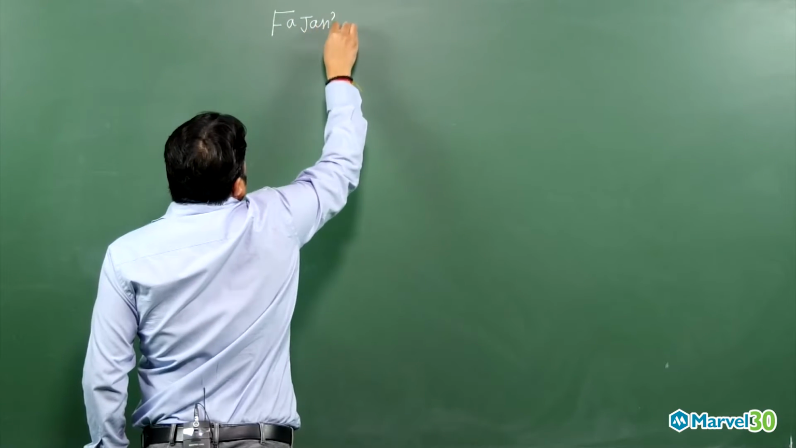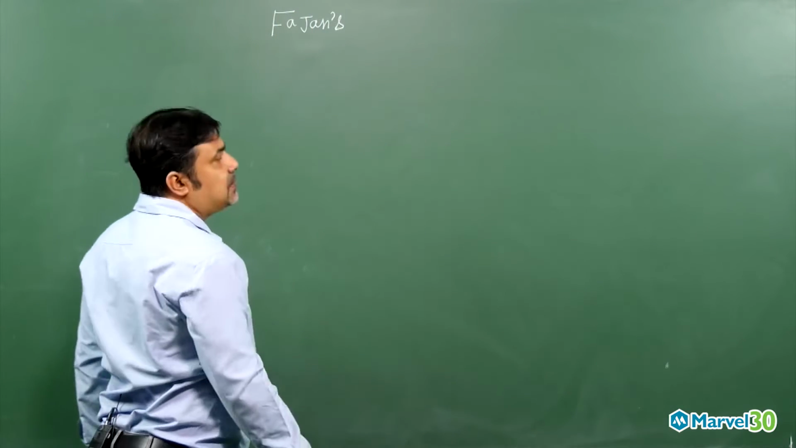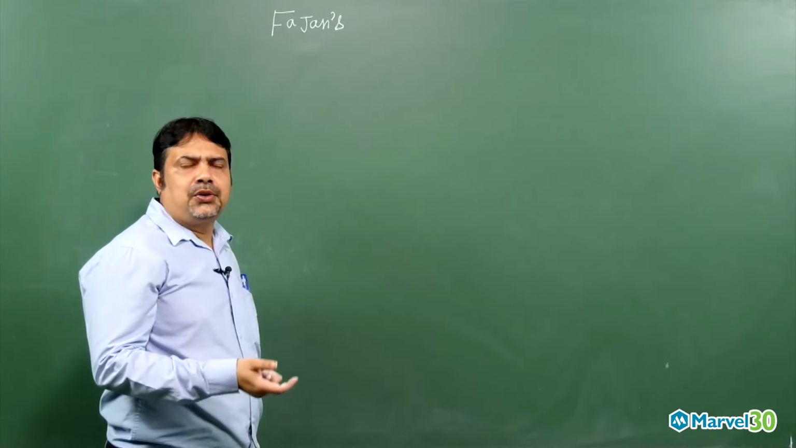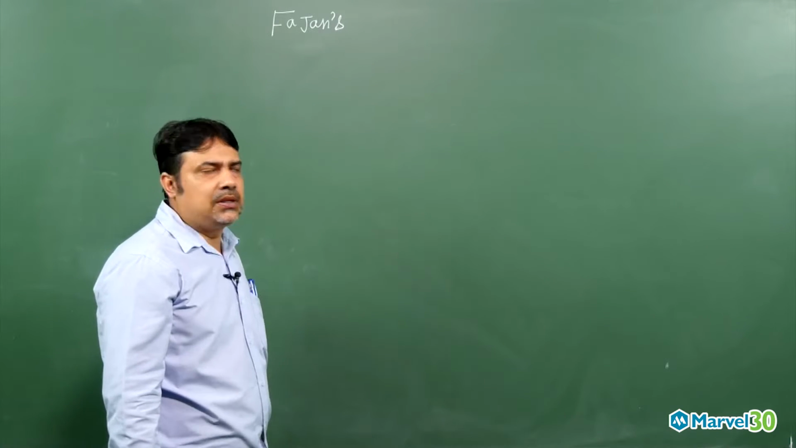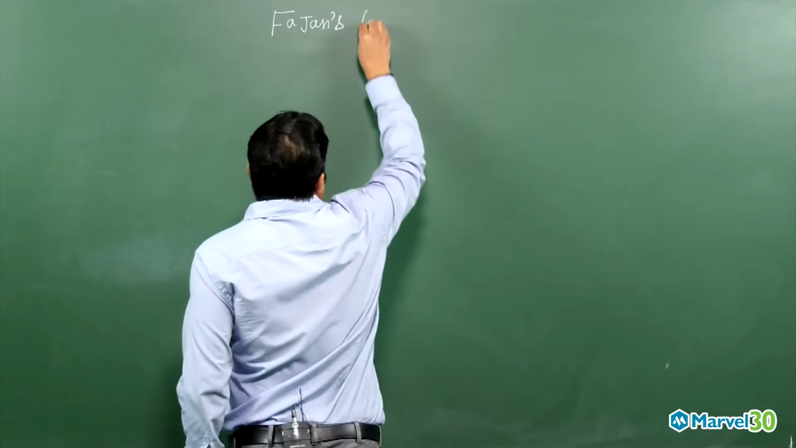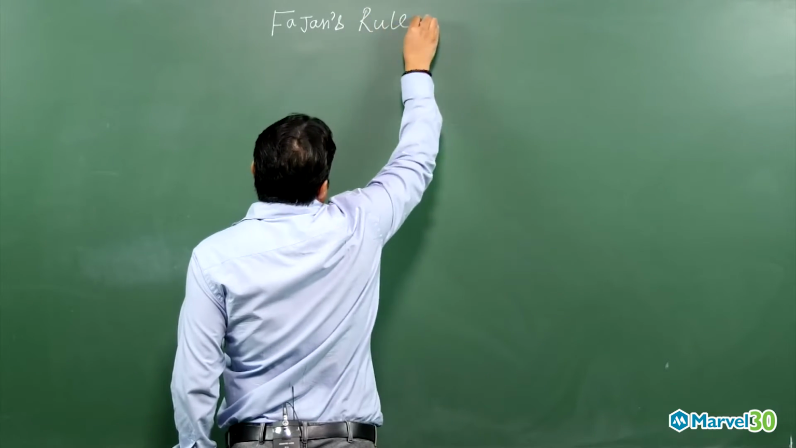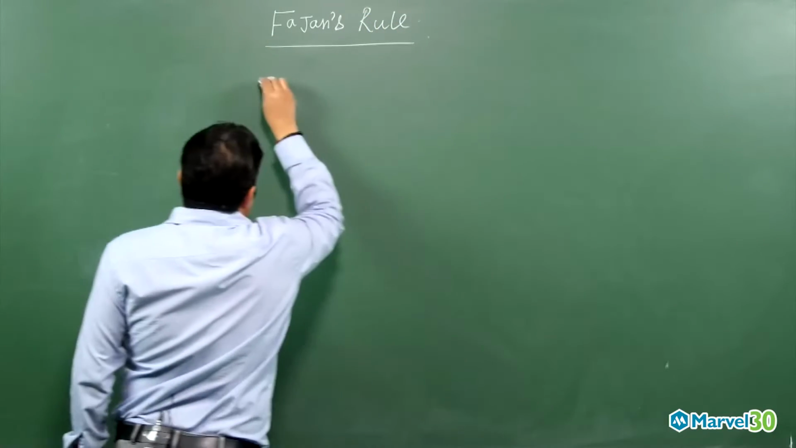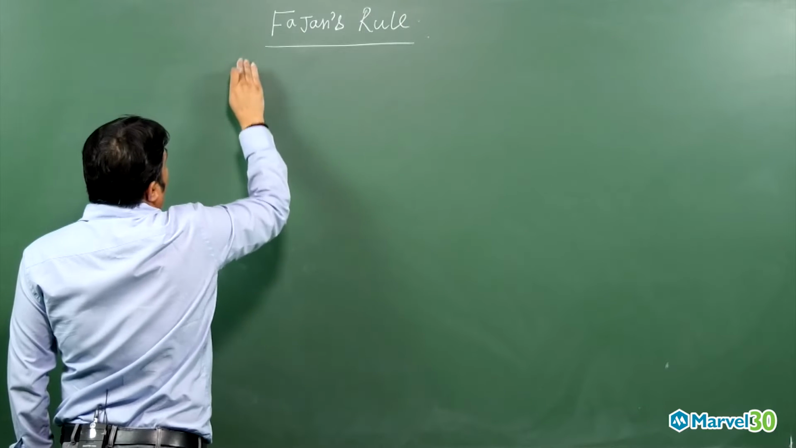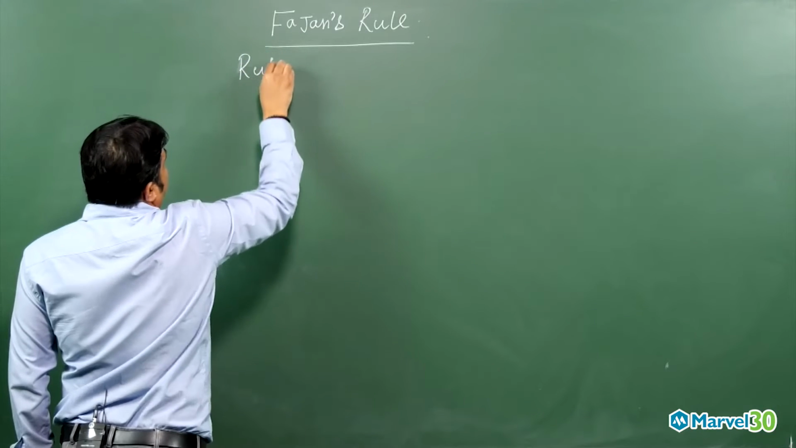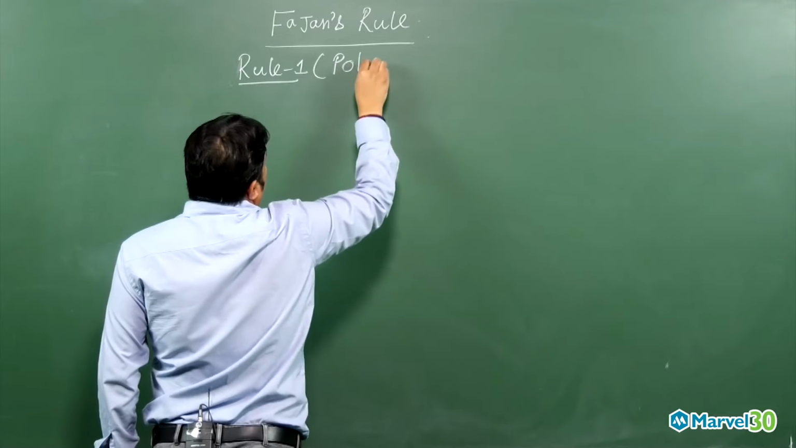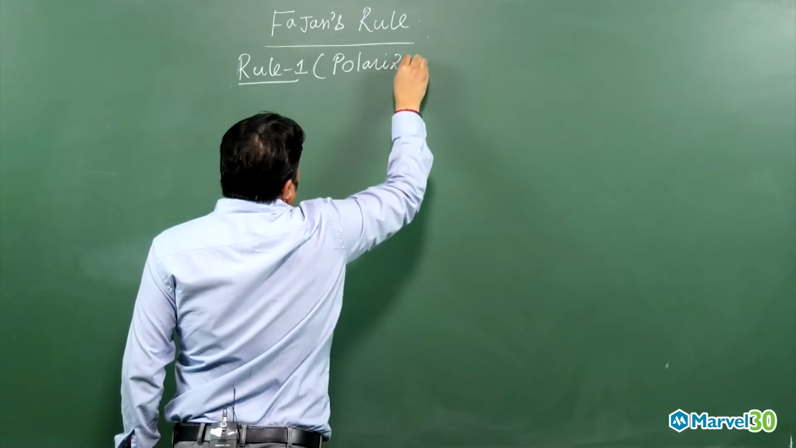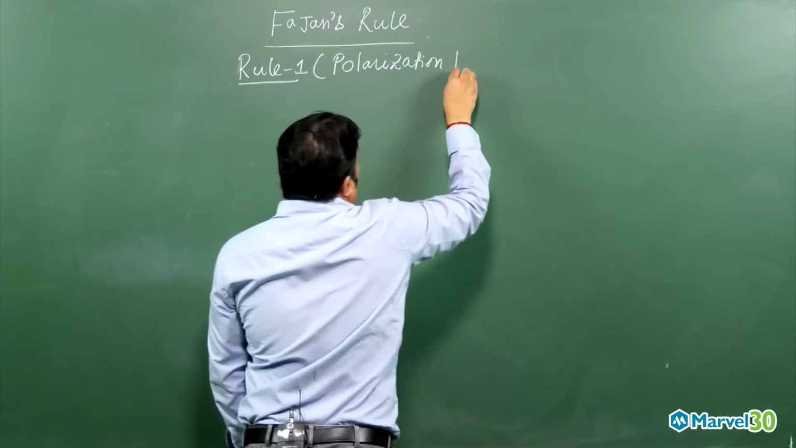In the p block elements, this rule will be employed to describe the anomalous behavior of different types of compounds. What is Fajan's rule? There are three rules there. Rule number 1 is nothing but the polarization power of cation.